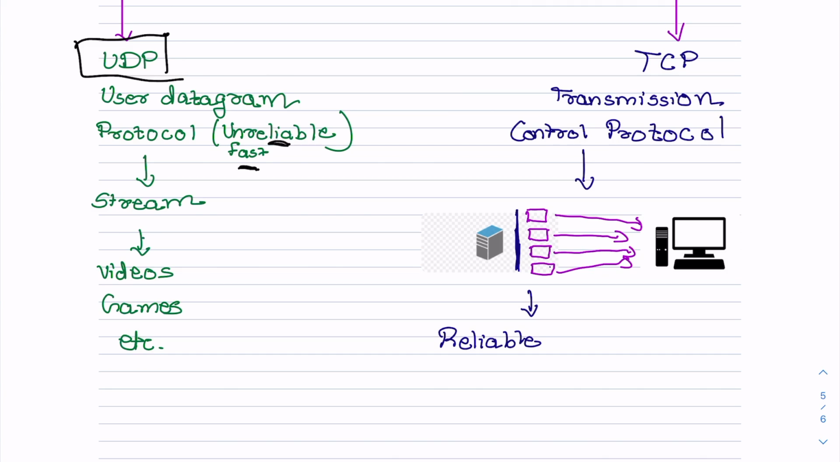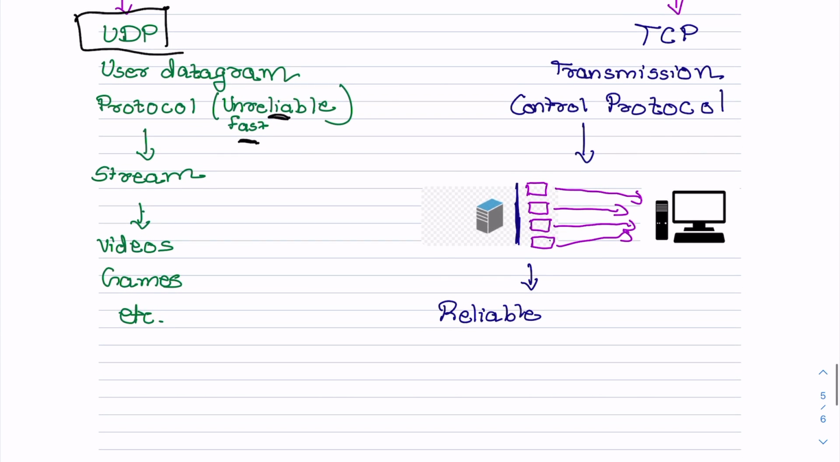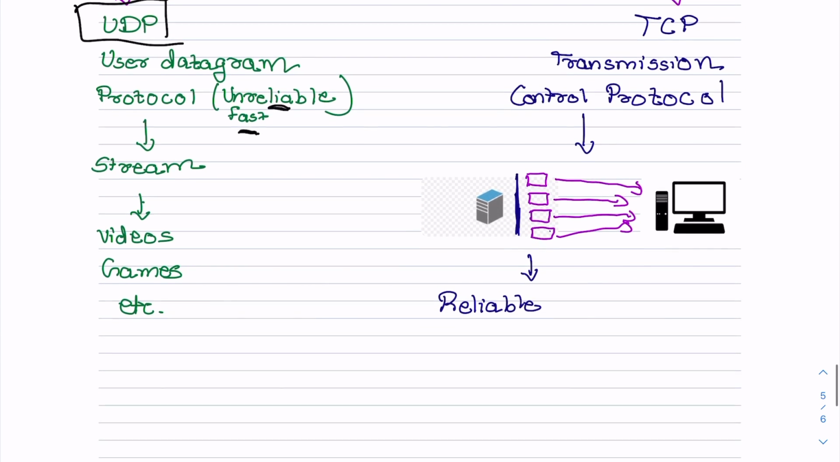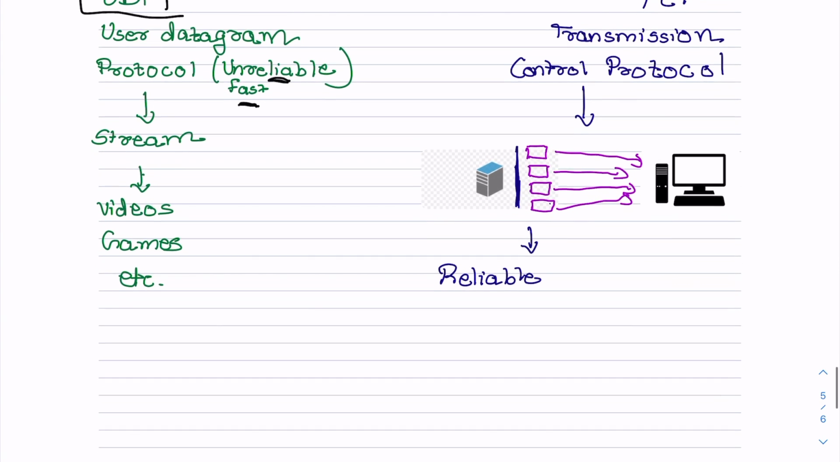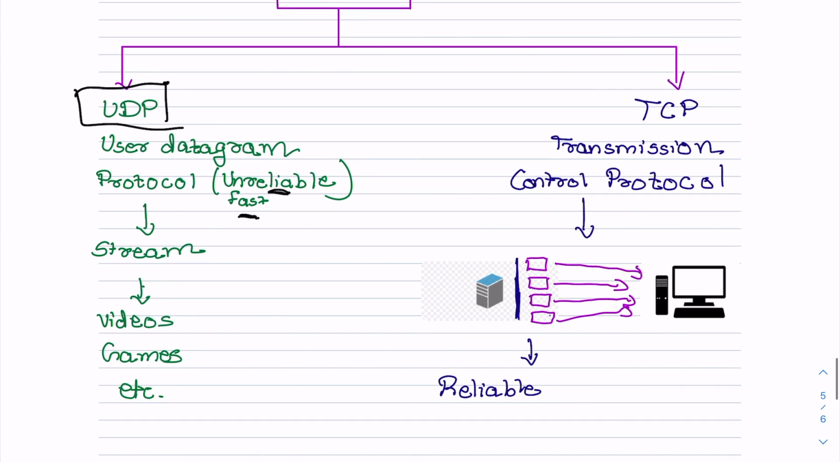But why unreliable? Because some of the content of the video can go missing. It's negligible, because 1 or 2 seconds of video doesn't matter. But if a website is transported through the UDP protocol, then 20% of the data could be missing. Then you will not get the perfect information that you are looking for.